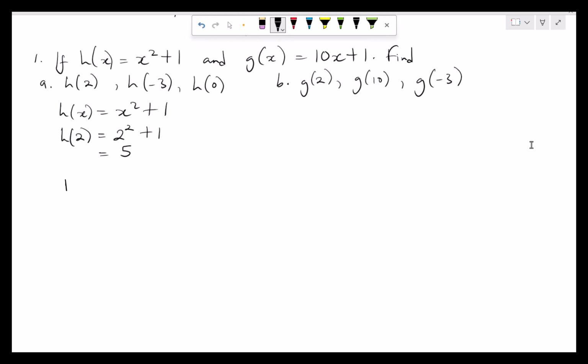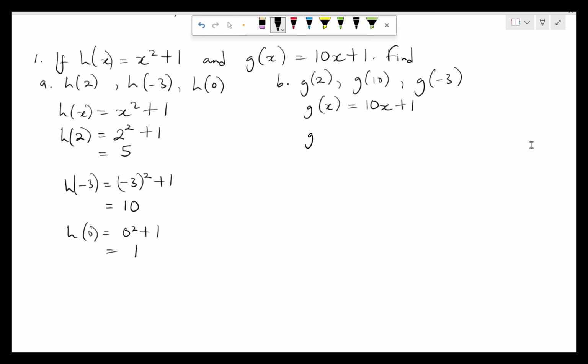We have h of negative 3. So we're going to say negative 3 squared plus 1. That's negative 3 times negative 3. That gives us a positive 9 plus 1. That is equal to 10. And lastly, we have h of 0. So we say 0 squared plus 1. And that is 0 plus 1. That gives us 1.